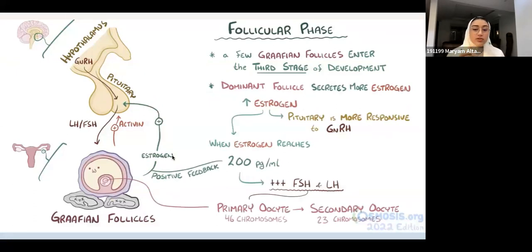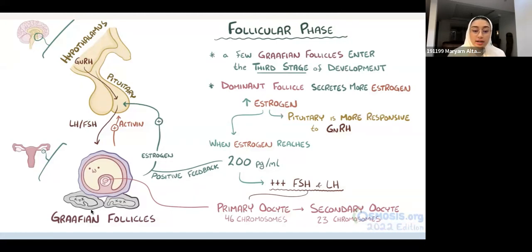So the dominant follicle secretes even more estrogen, and now the pituitary is more responsive to GnRH. When estrogen reaches a specific amount, that leads to positive feedback. I know it's a bit confusing, so I'm going to try to clear it up for you guys. Essentially, you're going to have initially an increase in LH and FSH. That's going to cause all of these follicles to grow, and our granulosa cells to produce more estrogen.